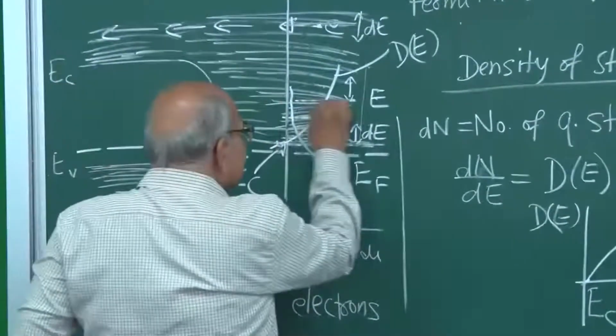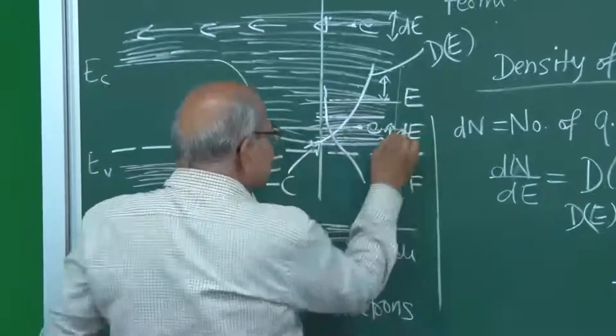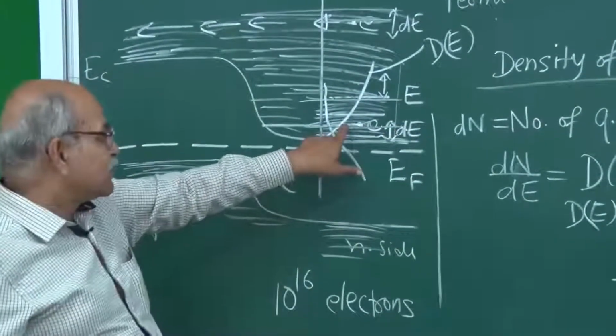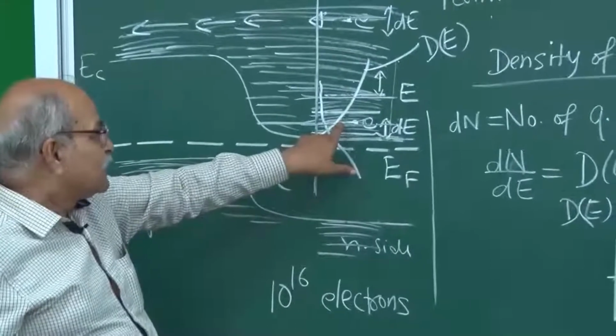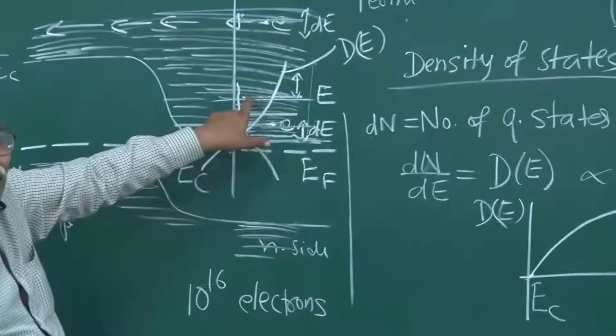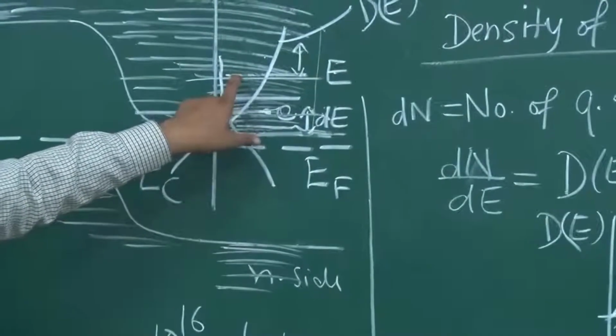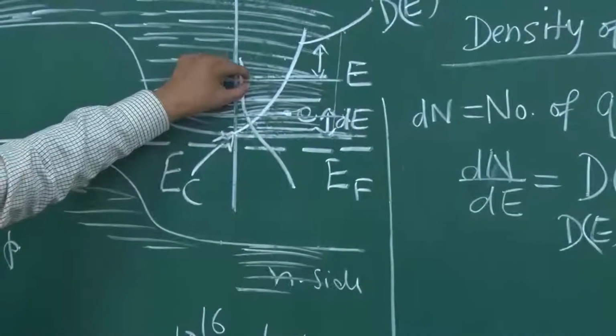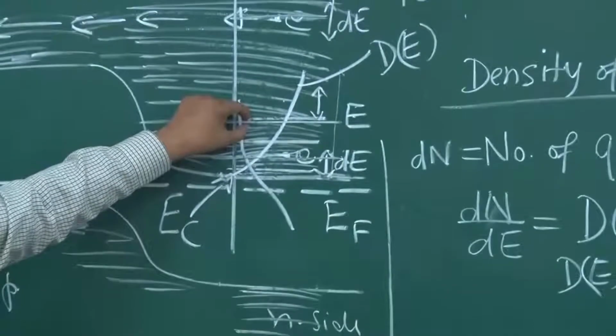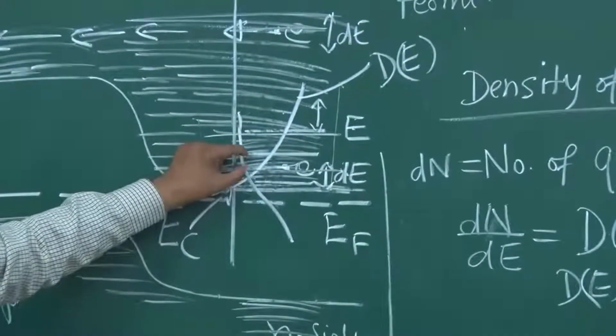There is a quantum state out here. There is a quantum state out here. This quantum state has larger probability of being occupied. This quantum state has higher energy, so lower probability of being occupied. But how many quantum states are here? There are more quantum states here and fewer quantum states here.